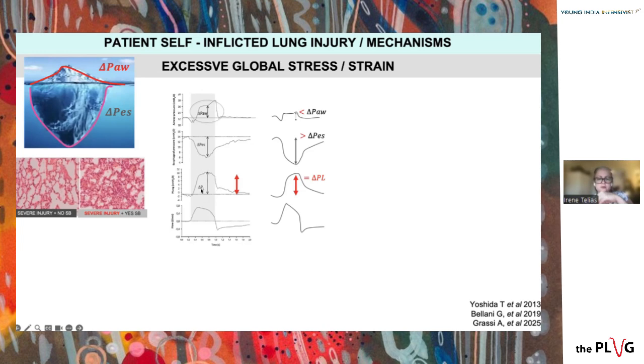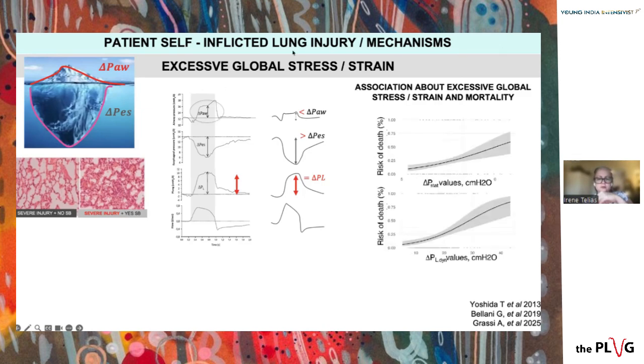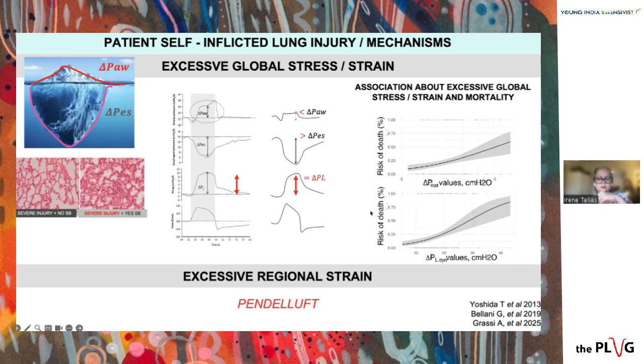So this is what we call excess stress, because there's that deformation of the lung parenchyma due to the excess pressure, and strain because we have a higher tidal volume in a global manner, okay? And there's been observational data showing that higher values of these global measures of excess stress and strain are associated with worse clinical outcome. Okay, in this study, for example, the association with ICU mortality.